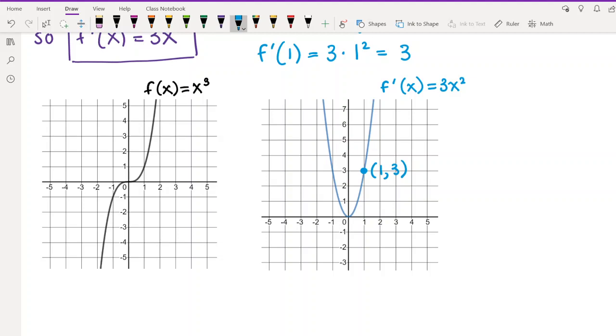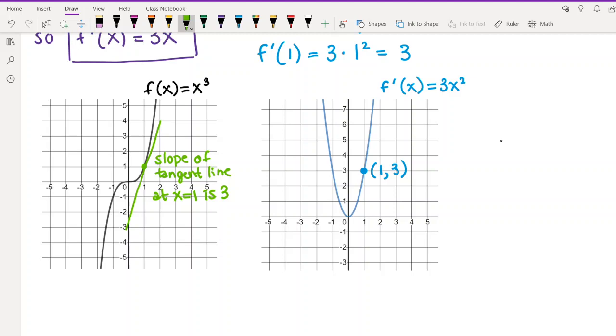And what does that tell us about the original function? Well, it tells us that when we go to an x value of 1, if we were to draw the tangent line at this point, the slope of the tangent line at x equals 1 is 3. Because there's this point (1, 3) on the derivative function, that tells you that the slope of the tangent line on the original function is 3.